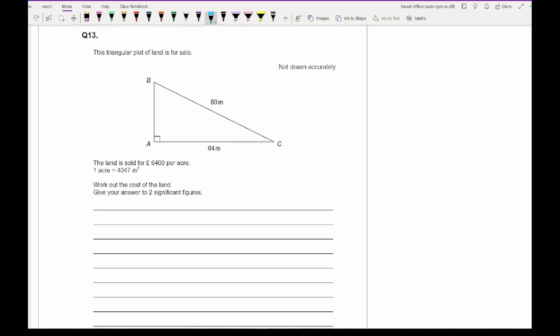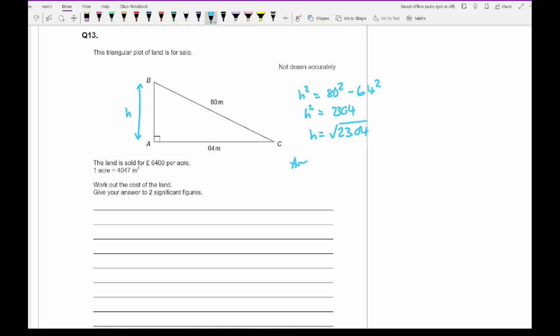So first things first, what we need to do is to work out the area of this triangle, and in order to do that, I need to work out what this length here is, which I'm going to call h. So h squared equals 80 squared minus 64 squared. So h squared equals, and I'll quickly type that into my calculator, and I get an answer of 2304. So h equals the square root of 2304.